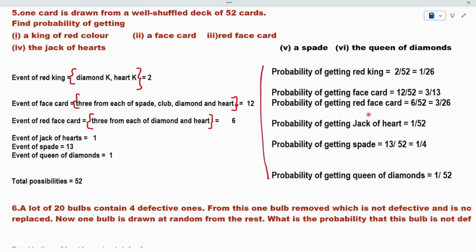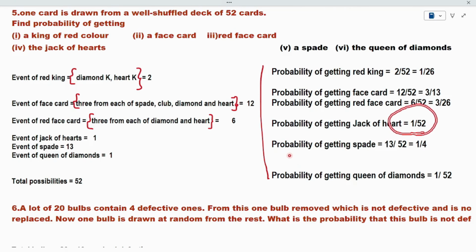The probability of getting the red face card: we know that the event of getting the red face card is 6. So by simplifying 6 by 52, we get 3 by 26. The probability of getting the jack of heart: we know that the event of jack of heart is 1. So the total possibility is 52. By substituting, we will get 1 by 52.